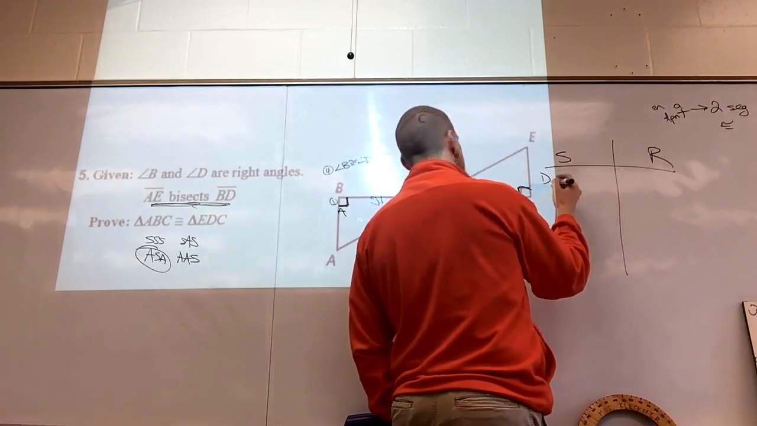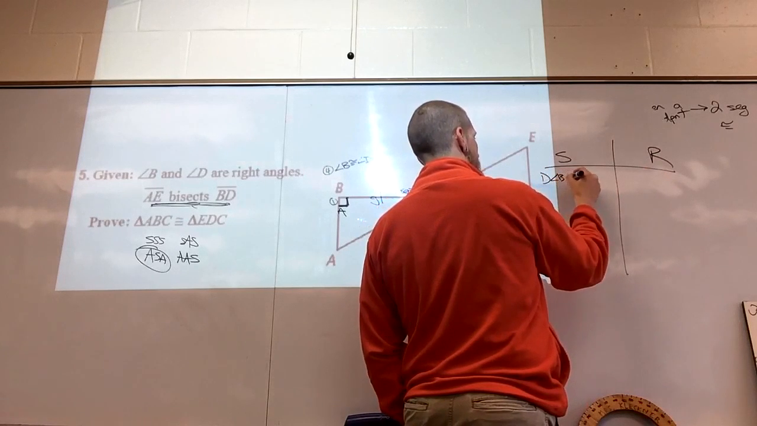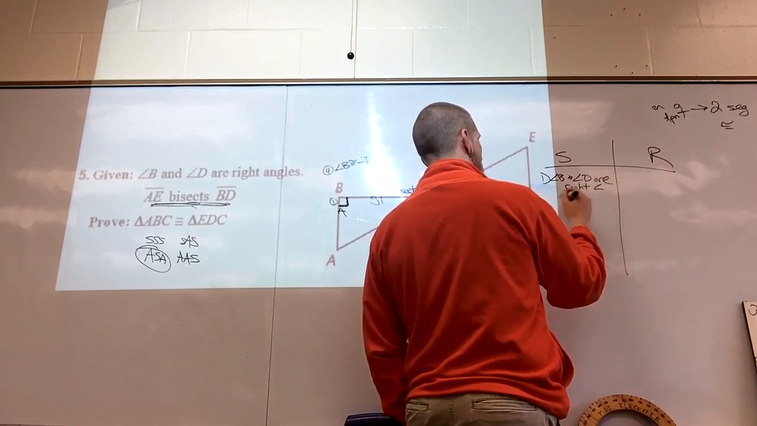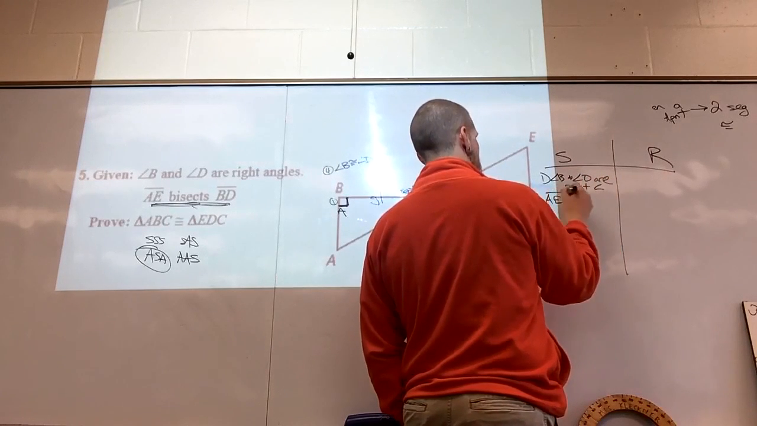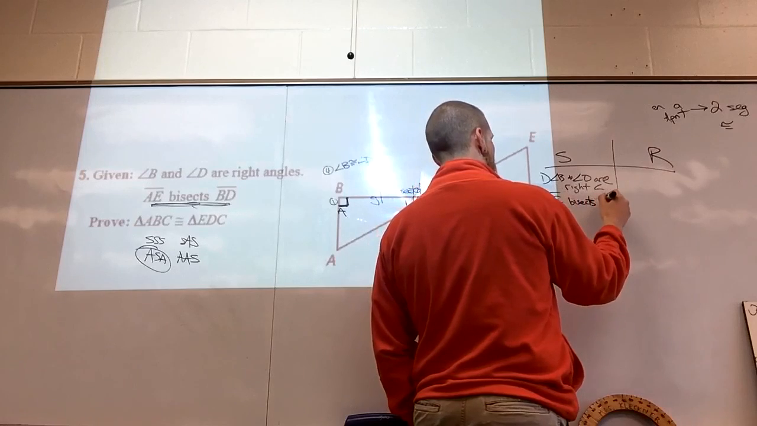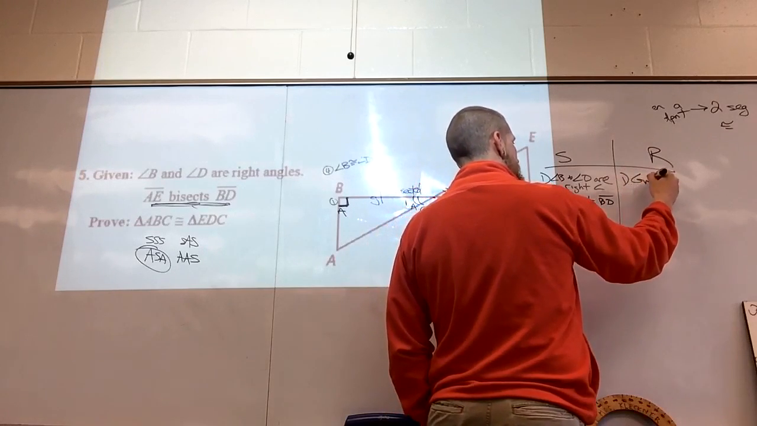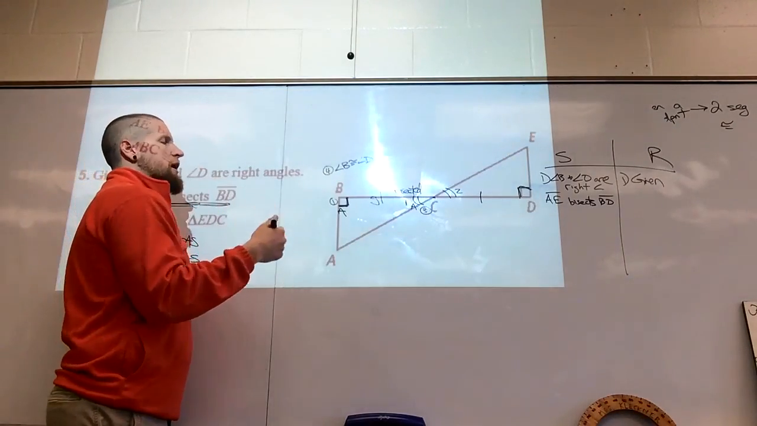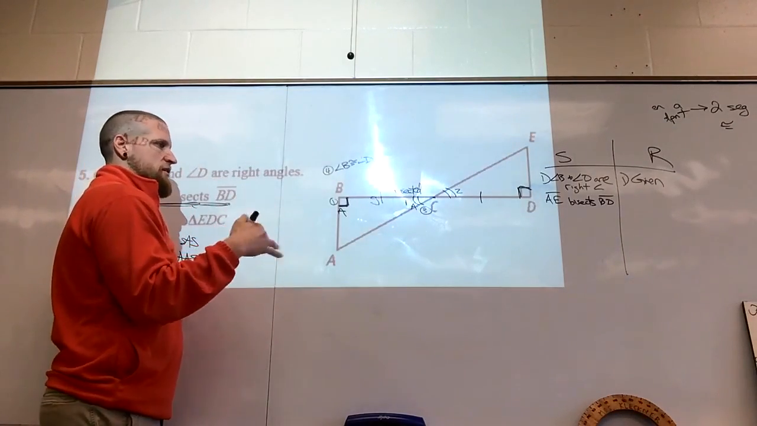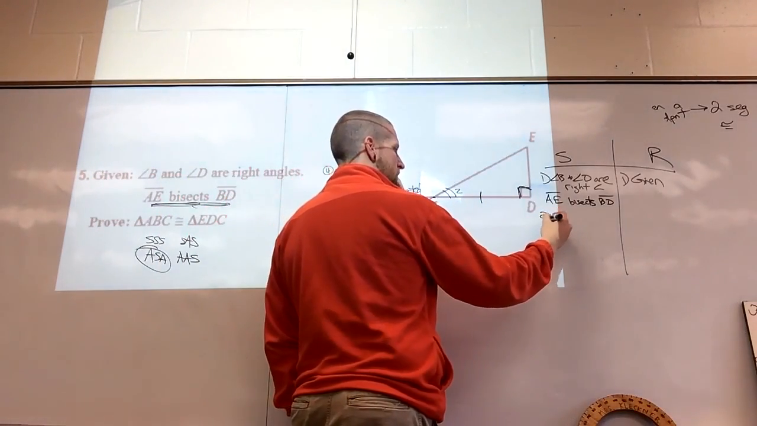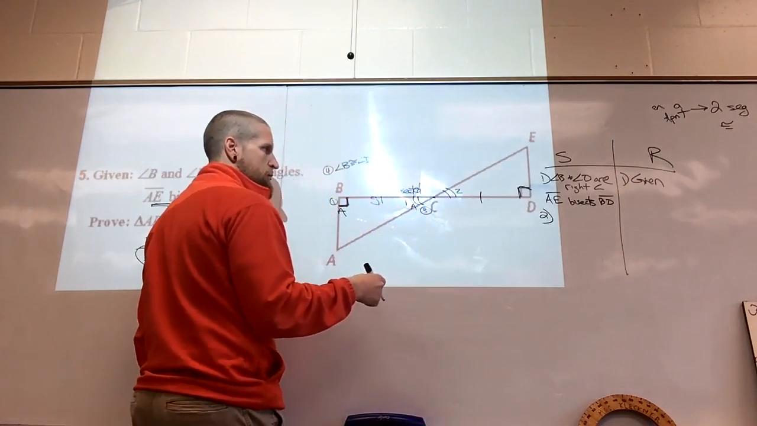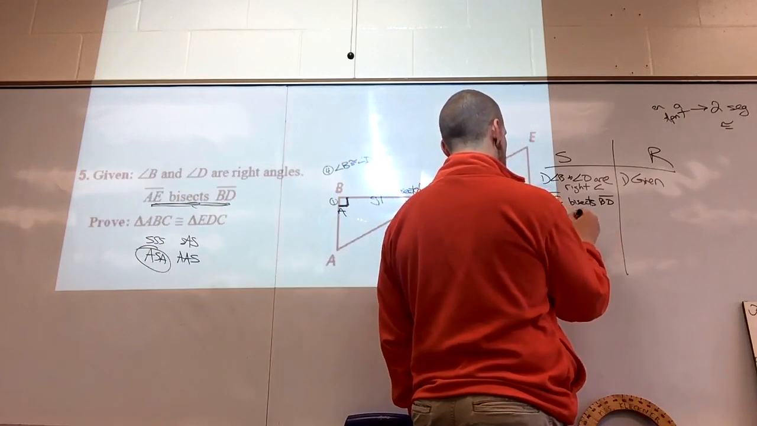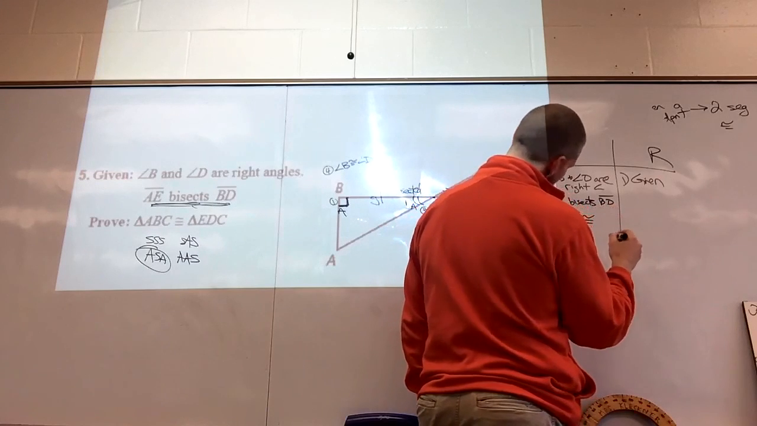Alright, so in terms of writing this out, I've got B and D are right angles. Okay, so first step was given. Second thing that I did, if you guys do these on your own and your order changes, that doesn't matter, as long as every step is accounted for at some point. So I got BC is congruent to CD.